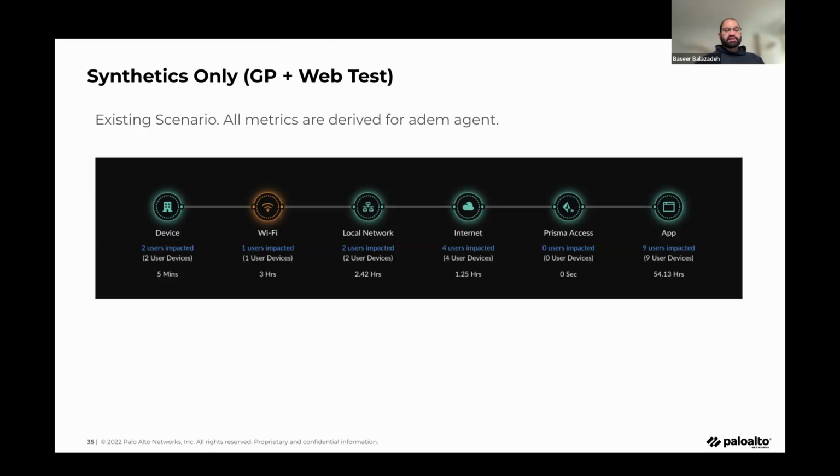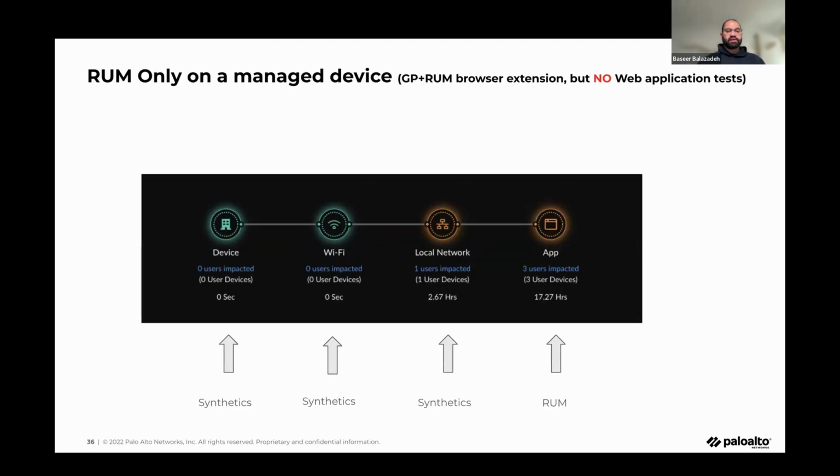The next part of it is the existing scenario where we have Global Protect deployed on your user's device, and then we also have a web test. So this is the existing scenario that you guys are used to. And the last portion of it is we have Global Protect installed, we have the RUM browser extension installed, but there are no web tests deployed. And in that scenario, we will provide some synthetics and RUM combined together to provide insights into the performance of the machine itself, right? The ping, trace routes, one of those things.